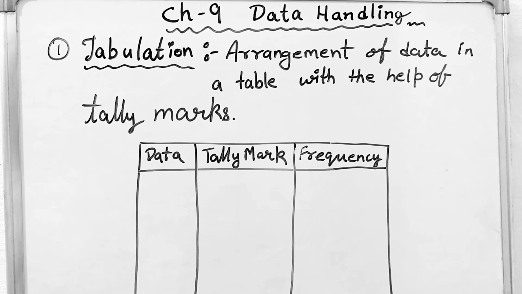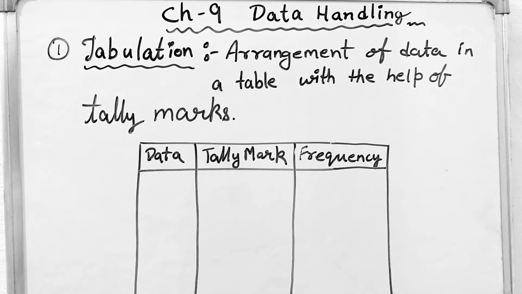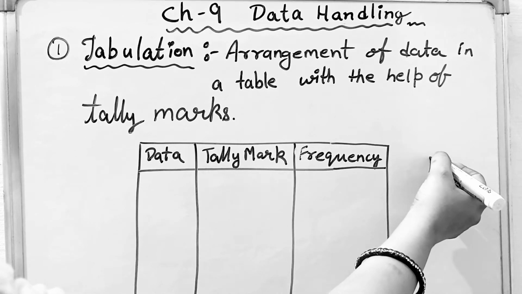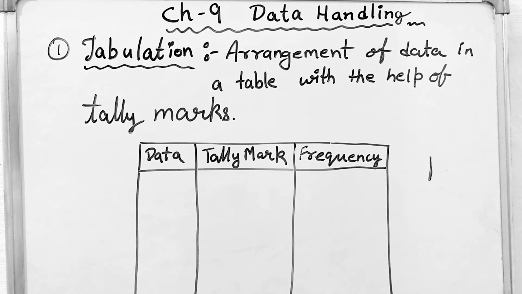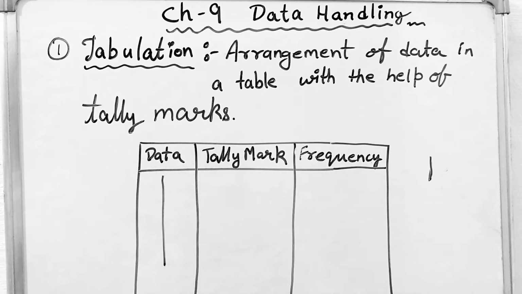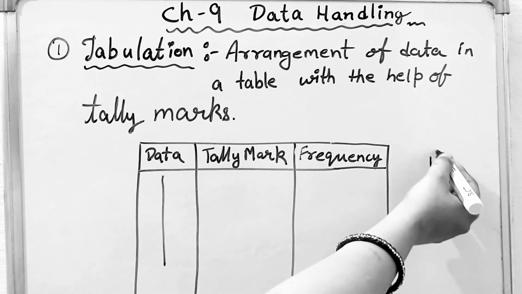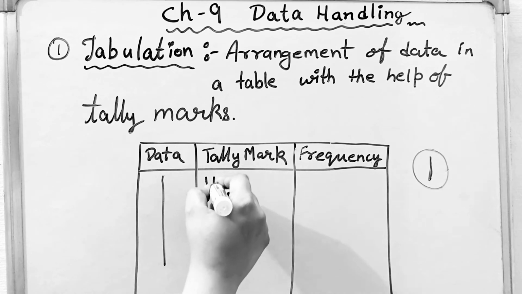In the method of tabulation, the data is arranged in the form of a table with the help of some tally marks. Now what are these tally marks? It is a kind of symbol like a standing line which is used to denote frequency of data, or you can say occurrence of data. So whatever data we are going to arrange, we will write that data in this column, and then in the column of tally marks we will put these standing lines according to the occurrence of our data.